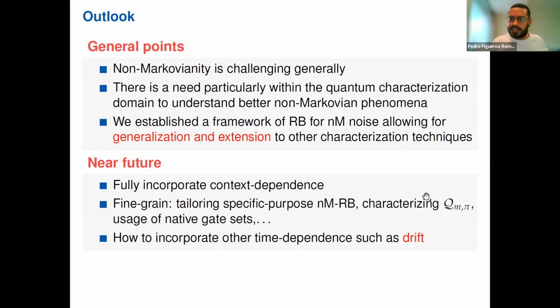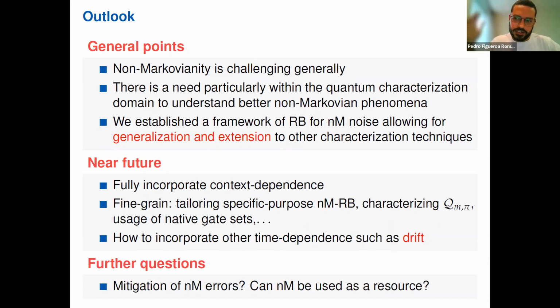Okay, and also characterizing what happens with the noise with these quality maps for these more specific cases. Of course, usage of native gate sets instead of groups, which is still not so practical to look at yet. And then how to incorporate other time dependence such as drift. So we are considering non-Markovianity just at the gate level, but not at the level of several circuits. So how can we incorporate this kind of non-Markovianity as well?